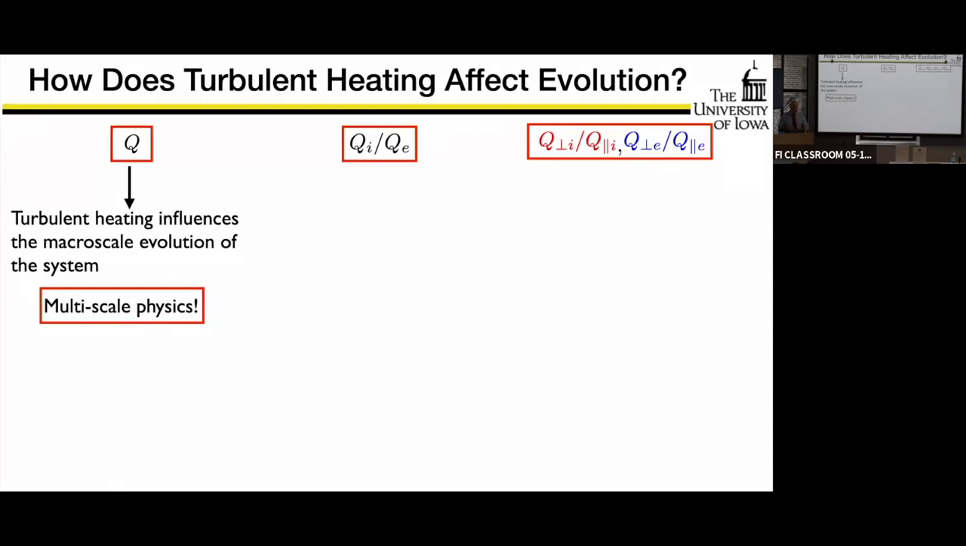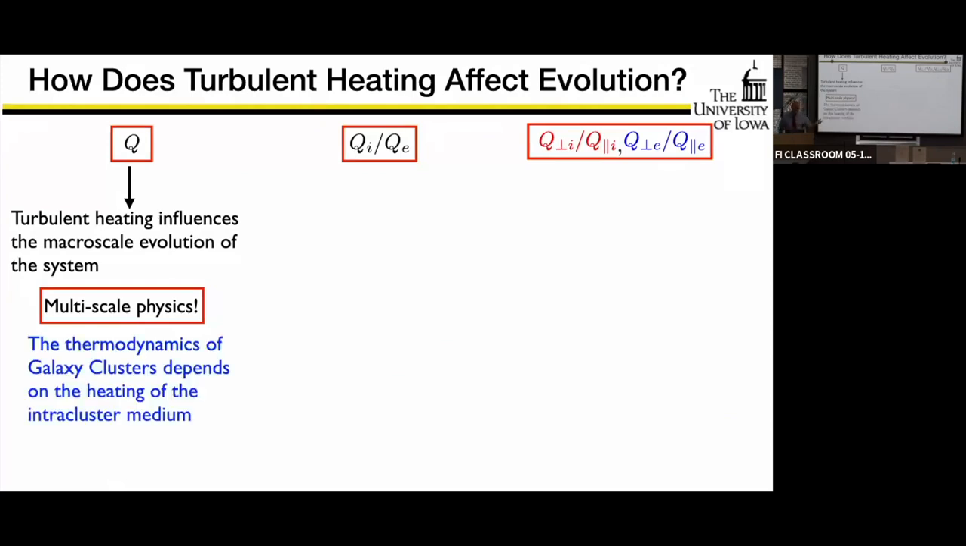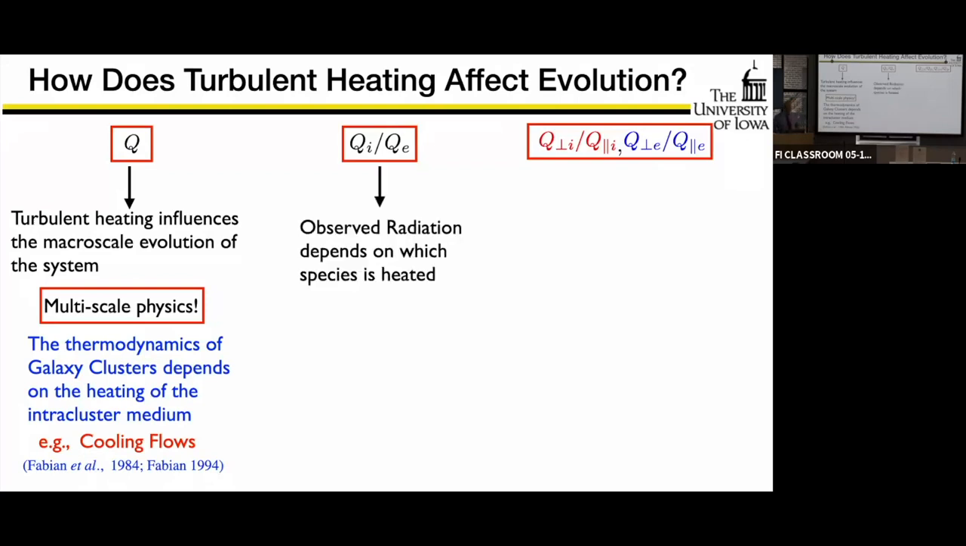So this is, of course, a manifestation of the multi-scale physics that exists. An example is the thermodynamics of galaxy clusters, which depend partly on the heating of the intracluster medium. You can get examples of things like cooling flows that are important, where we really need to understand the turbulent heating to get a full understanding of that thermodynamics. Similarly, the observed radiation is going to depend strongly on which species is heated.